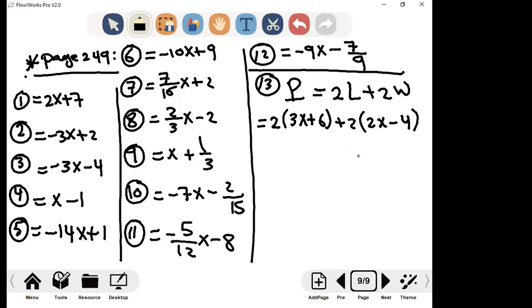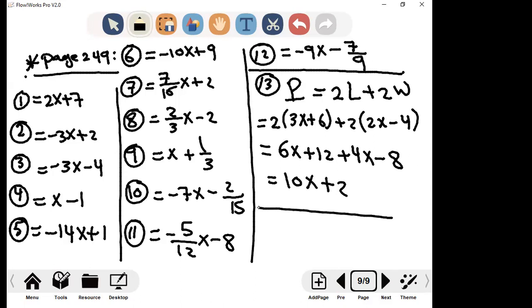Now we need to simplify this expression. First step, we need to distribute the 2, right? We took the expansion before. Now here 2 times the 3x, 6x. 2 times 6, 12, plus 2 times 2x, 4x. 2 times negative 4, negative 8. Now the x's together, 6x plus 4x, 10x, 12 minus 8. This is the perimeter.